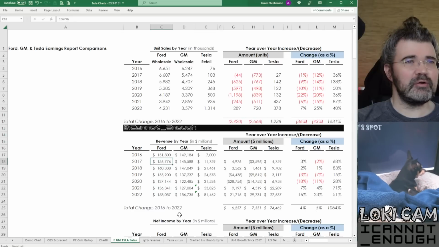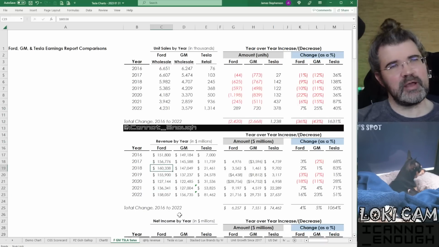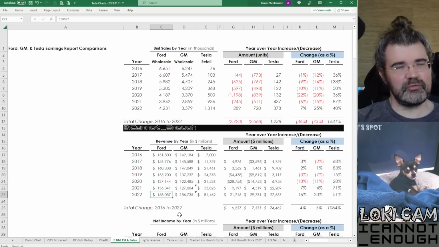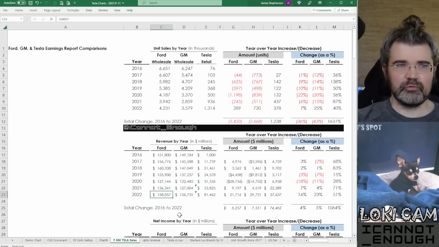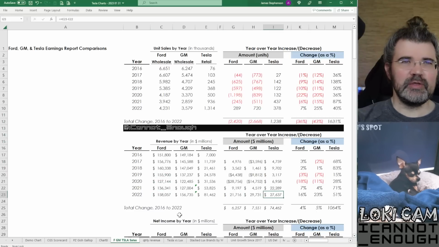Ford had a few years above 150 billion and a few really bad years, 2020 and 2021, where they were below that. And now they're back to almost a record. Their revenue was actually higher in 2018 than it was in 2022. But they got pretty close to an all-time record for top-line sales. That's what you see here.